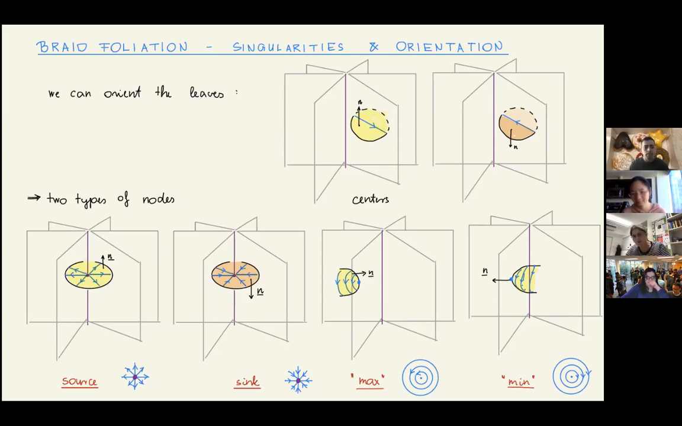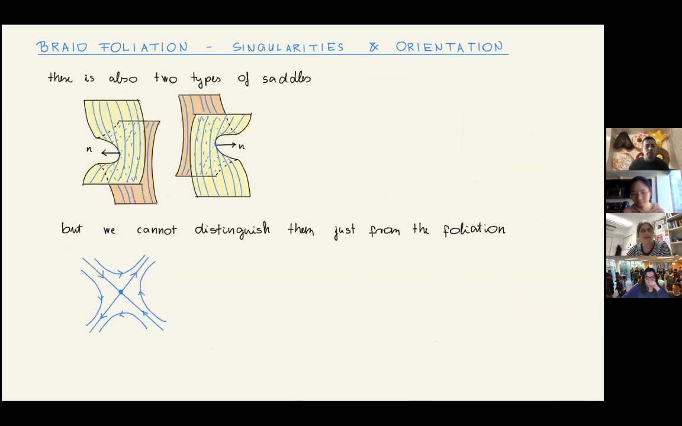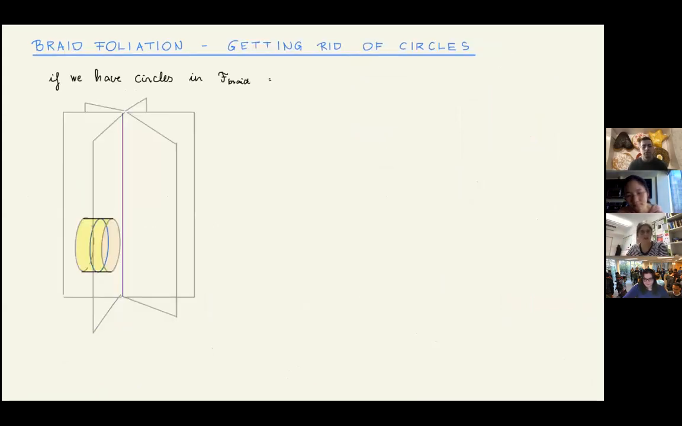Okay, it's not going to be important. In a second, I'll tell you why. There are also 2 types of saddles. You can distinguish whether the normal is pointing in the direction where the theta coordinate is growing, or it's not. But I'm not going to distinguish these in this talk. It's very important otherwise. And the reason the centers are not important is because I can get rid of them, and I will get rid of them.